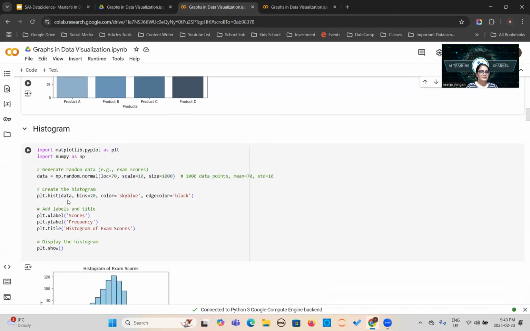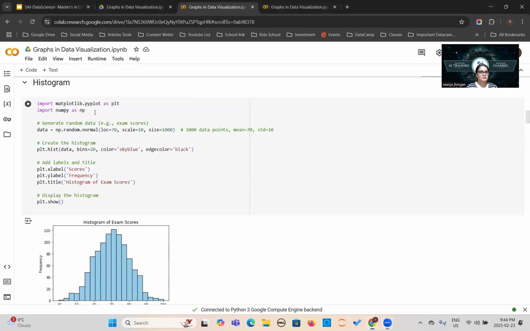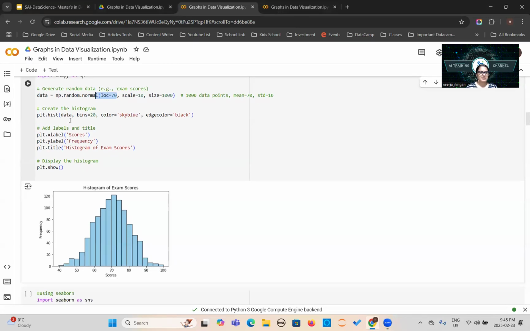Okay, and then here you have the histogram, right? So what does the histogram do? So now we will talk about the histogram. First of all, again we will print it using Matplotlib. So you can see here we are using the NumPy library to create your dummy data. I have used data equals np.random.normal. So I have given the size, scale, and the location. Then it will give me the data bins.